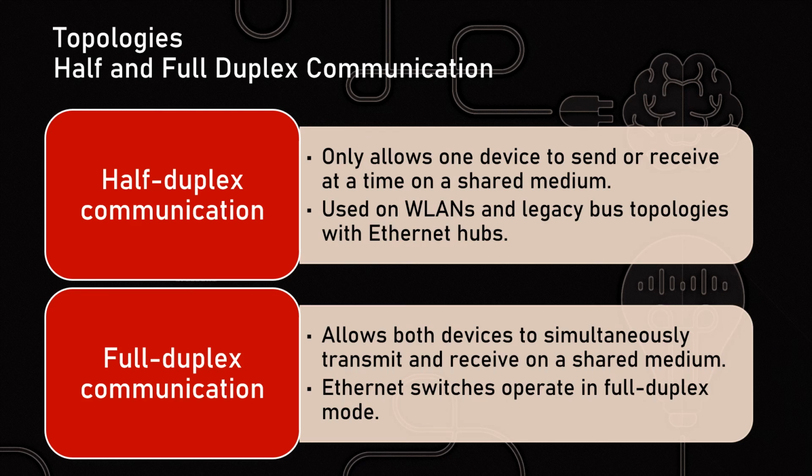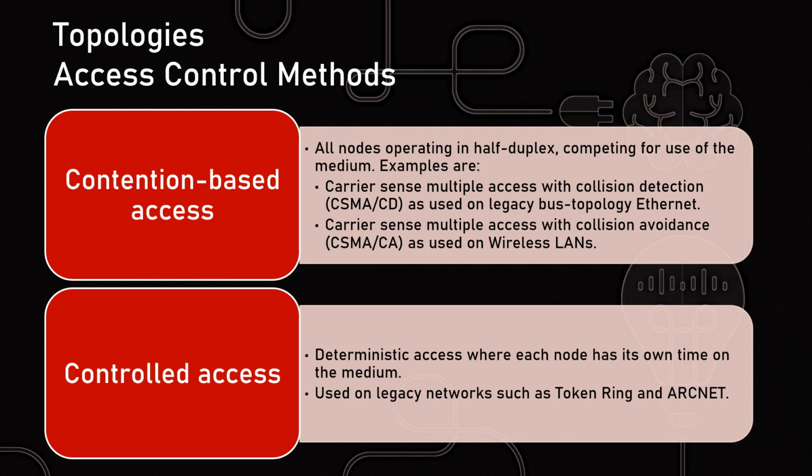Now this does mean that there's potential for collision. There's a lot of overlap potential. So we have to make sure that we have collision avoidance and detection methods. Contention-based access is one of the control methods we use to carry this out. If we have all nodes operating in half duplex competing for the use of a medium, we have contention-based access. They are contending with one another in order to try and get their messages out.